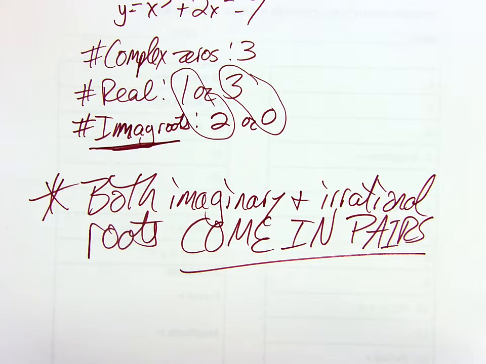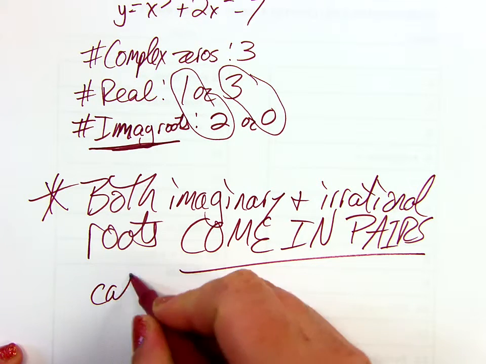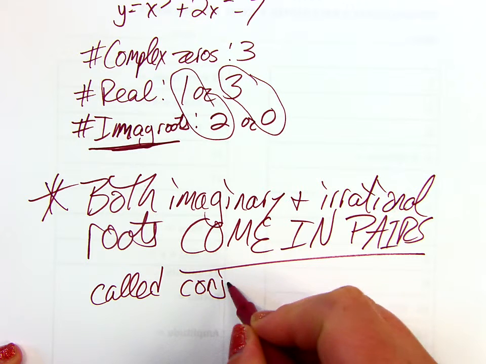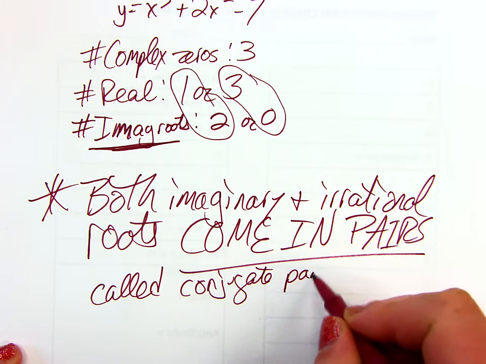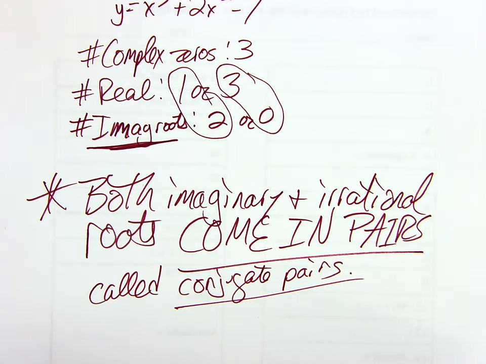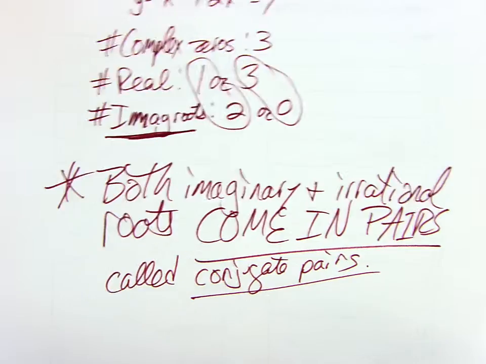Actually, we should extend this because let's say I have an irrational root, like I don't know, 1 plus the square root of 2. The partner that it comes with isn't some other random irrational root. It's its conjugate pair. They come in pairs called conjugate pairs. You already know that word from somewhere. Do you remember when we've talked about conjugate before? Yes. When we were multiplying square roots. Yes. Yes. So, recap back to this.